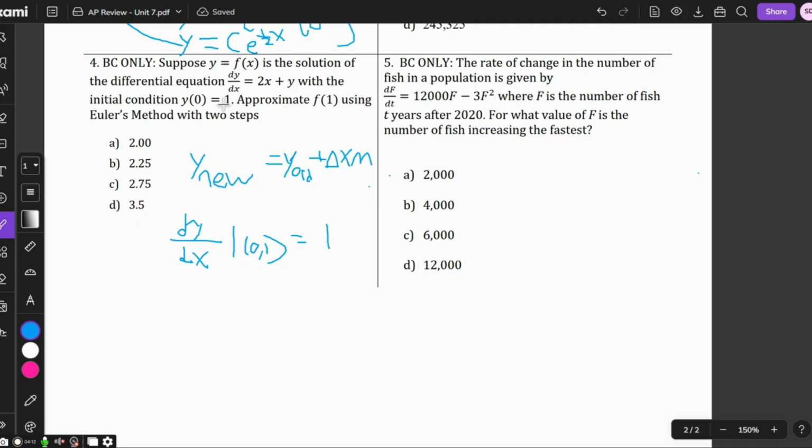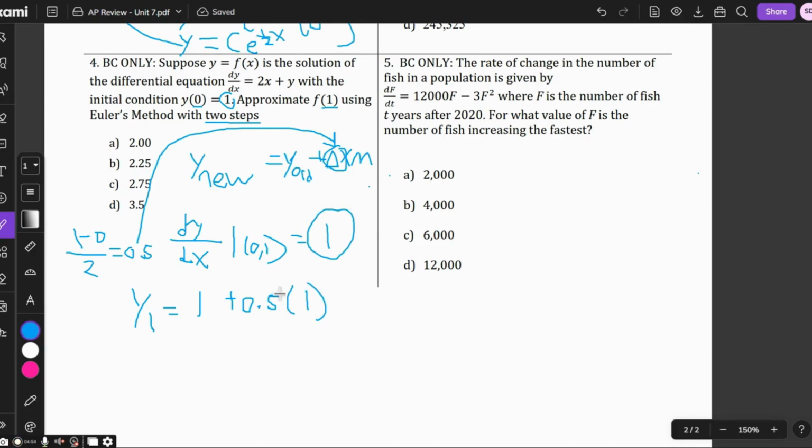So for our first step in our Euler method, it's going to be 2 steps. So we're going from 0 to 1. That means we are going to take each step as 0.5. So that is our change in x for each step. So that means our first step value for y1 equals 1, which is our initial y value, plus 0.5, which is our step value, multiplied by the slope, which is this, which equals 1.5.